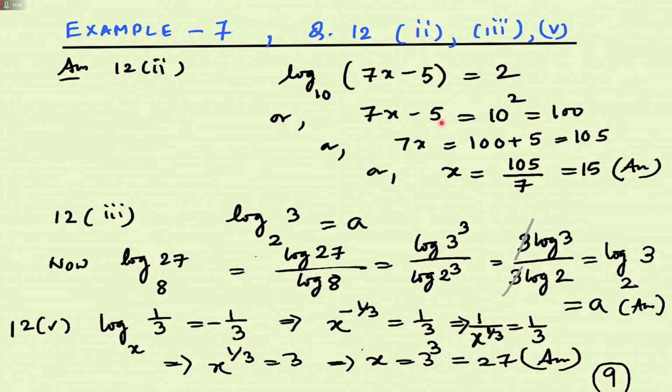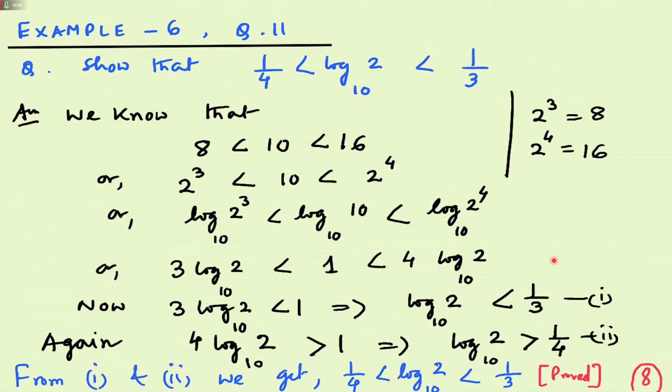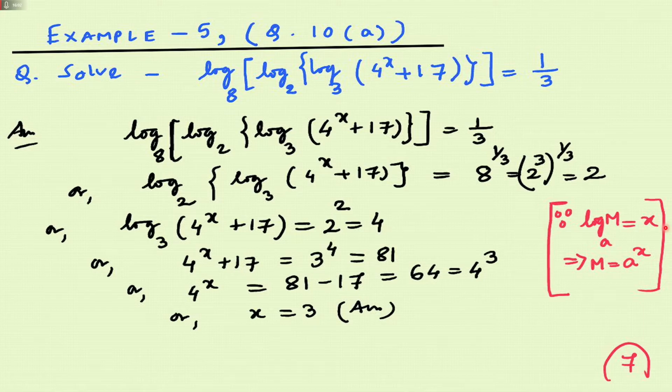Now, when you find this type of problem, just simply use the definition of log, because it will open up 7x minus 5 from the log, and it will be free from log, and you can calculate it by yourself. So just using this definition: log m base a is equal to x implies m equals a to the power x. This is the definition of log, and it is vice versa. That means if you find somewhere m equal to a to the power x, you can write it as log m base a equal to x.